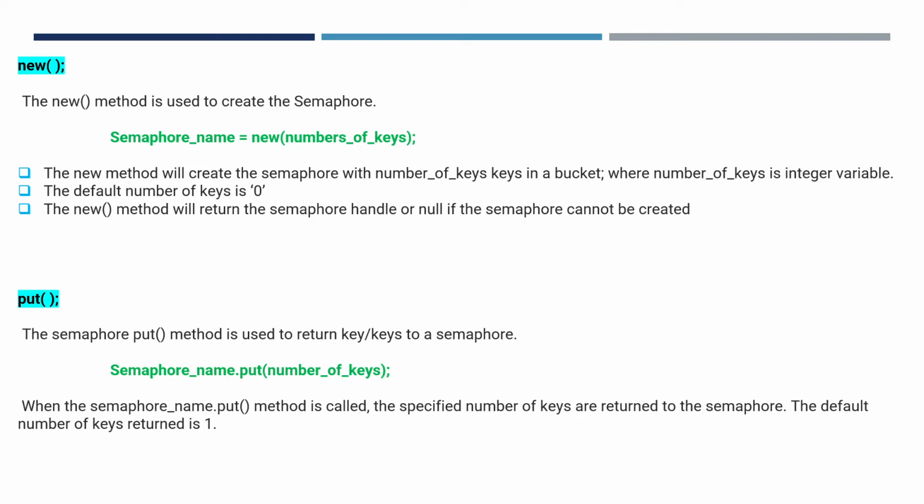The next one is put. The semaphore put method is used to return key or keys to a semaphore, and its syntax is semaphore_name.put(number_of_keys); When the semaphore_name.put method is called, the specified number of keys are returned to the semaphore, and the default number of keys returned is 1.